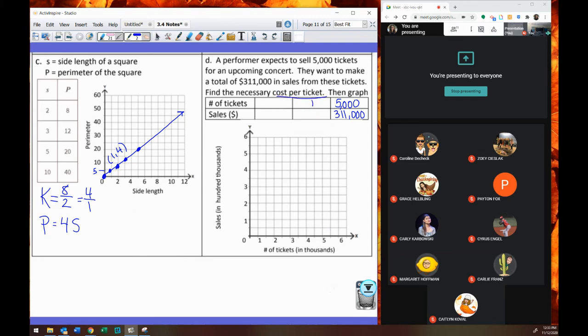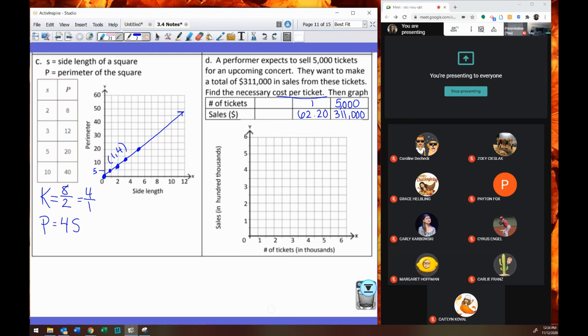So if I have 1 ticket, how much is it going to cost? How would I figure it out? If I want 5,000 tickets to cost $311,000, how would I figure out what 1 ticket would be? So then, if I want to make that much money, how much do I have to sell 1 ticket for? Daniel? $62 and 20 cents.